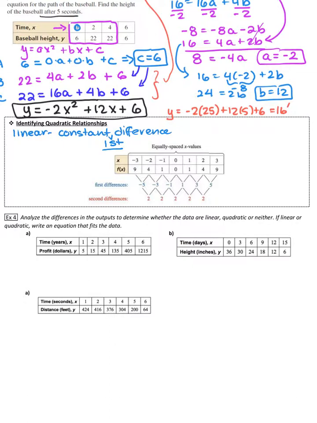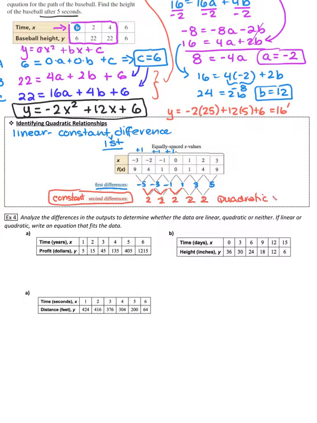So for instance, notice here I have +1, +1, +1, but when I look down here, I got -5, -3, -1. That's my first difference. Now, if this were constant, that would tell me this is a linear function, but that's not a linear function. So what we do is we take the difference again. Notice I get positive 2, positive 2. When you get a constant second difference, we know this is going to be quadratic.